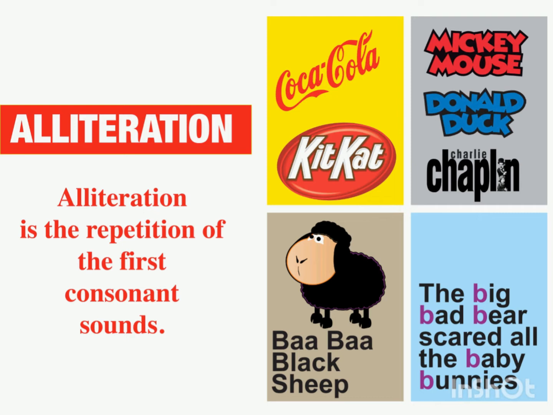So here you can see Coca-Cola, K is repeated. Kit Kat, again, the sound K is repeated. Mickey Mouse, M is repeated. Similarly, the rest, Donald Duck, Charlie Chaplin, Baa Baa Black Sheep, no one forgets that song. The big bad bear scared all the baby bunnies. So here also the B sound is repeating. So these are the examples of alliteration.